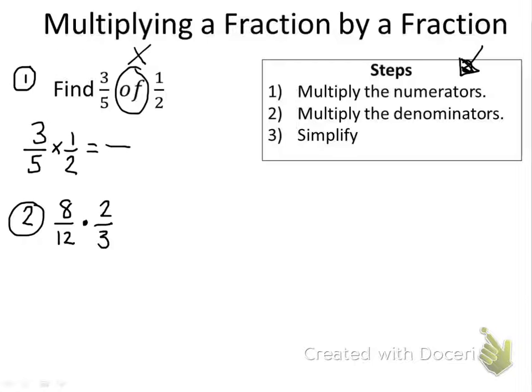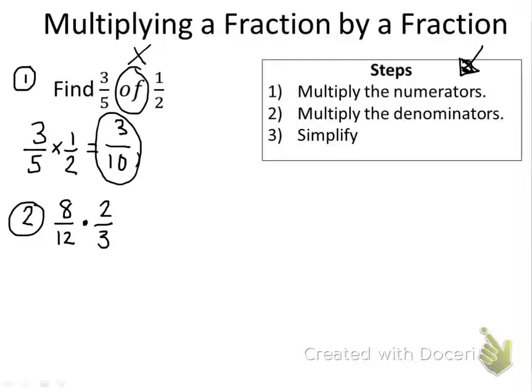Okay, so we need to multiply our numerators first. What's 3 times 1? 3. Then we multiply our denominators. 5 times 2 is 10. And we simplify. What's the greatest common factor of 3 and 10? The greatest common factor of 3 and 10 is 1. So that means it's in simplest form, and our answer is 3/10.